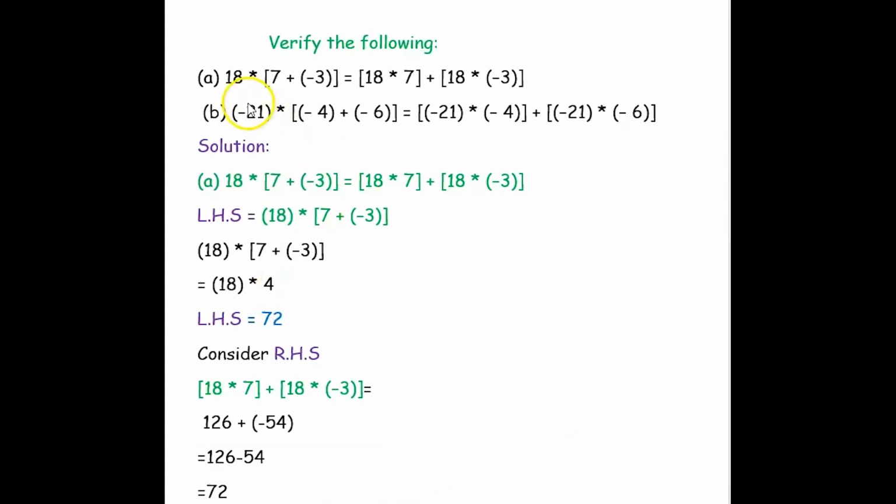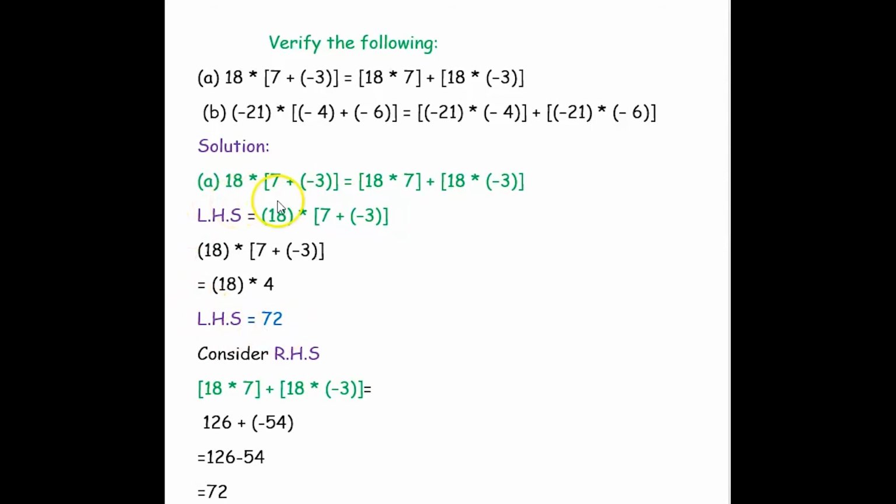The question is: verify the following. 18 into 7 plus negative 3 equal to 18 into 7 plus 18 into negative 3. The next question is negative 21 into negative 4 plus negative 6 equal to negative 21 into negative 4 plus negative 21 into negative 6. These are all distributive properties. Let us verify them one by one. Solution. Let's take the first one.